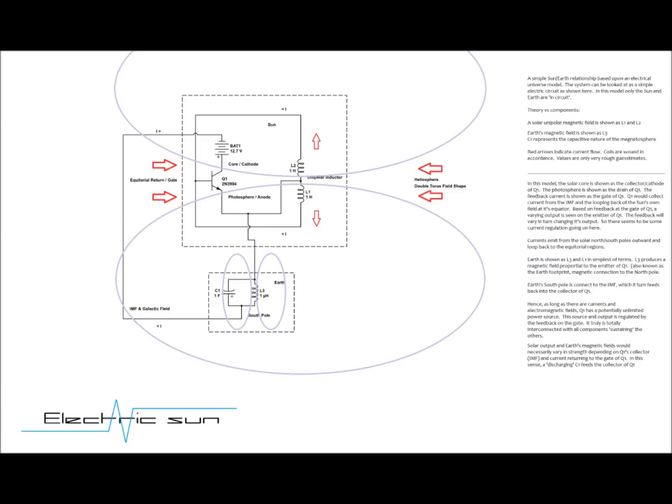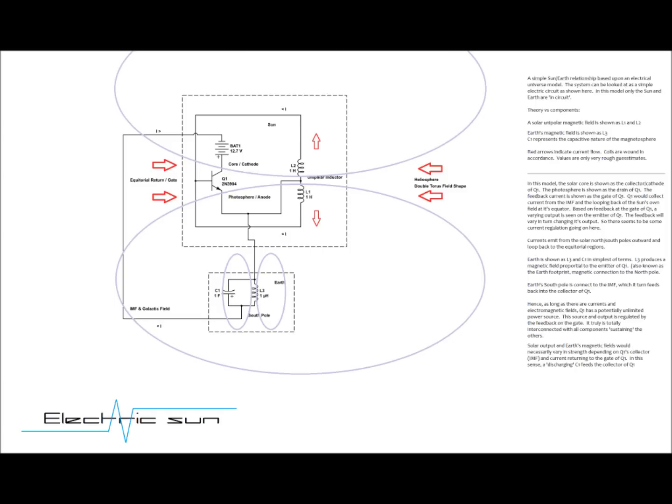Hence, as long as there are currents and electromagnetic fields, Q1 has a potentially unlimited power source. No nuclear process is required. This source and output is regulated by the feedback on the gate. It is, truly, a totally interconnected system, with all components sustaining the others.